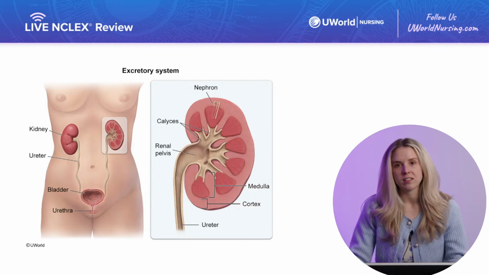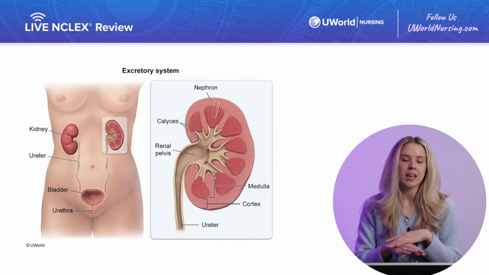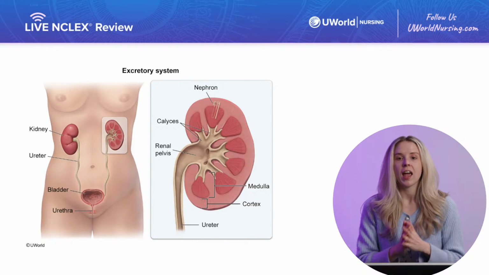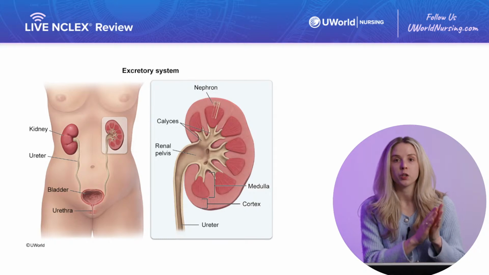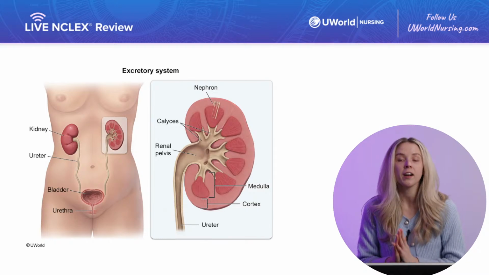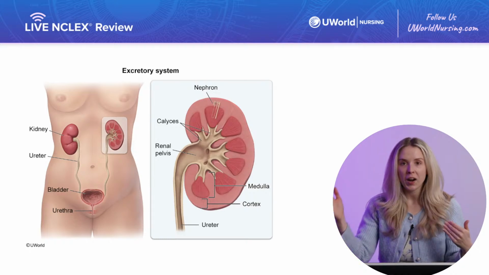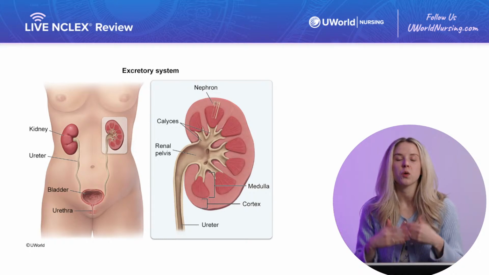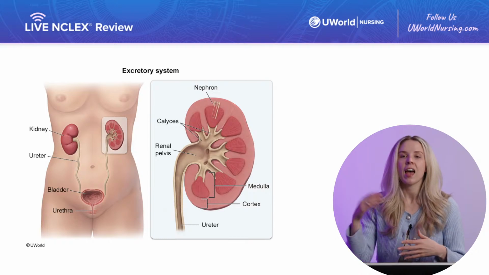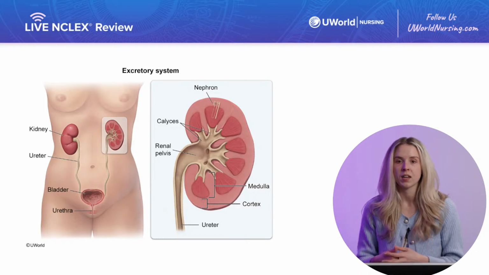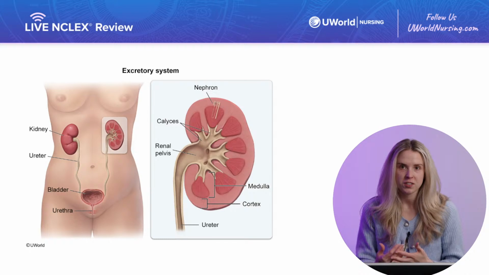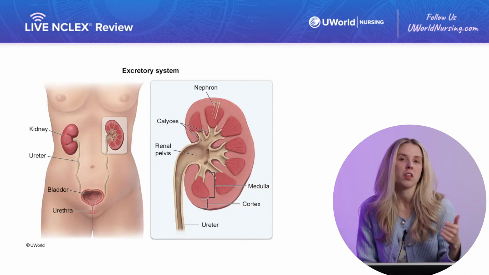So how do we classify CKD? We classify it in 5 different stages, and these classifications are made using something called glomerular filtration rate, or GFR for short. So the higher up we go in these stages, the worse the kidney breakdown is and the lower the GFR is.